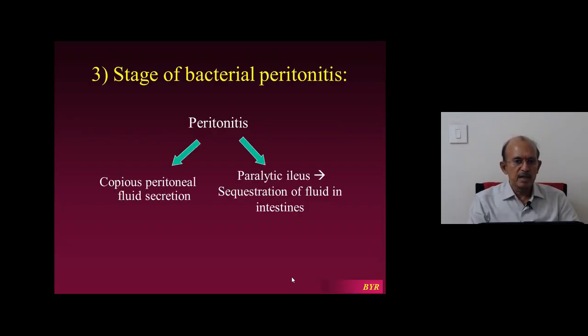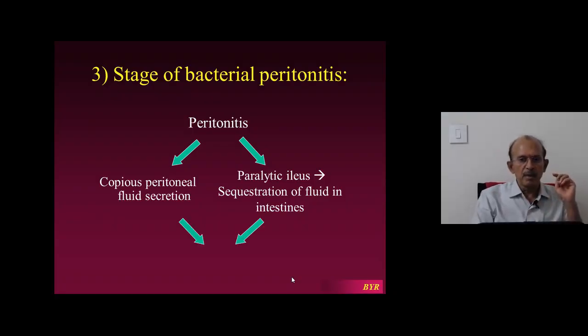What will happen in peritonitis? Copious peritoneal fluid secretion. So due to bacterial infection, the peritoneum secretes a lot of fluid. And due to peritonitis, there will be reflex paralytic ileus. So the fluid that is there in the intestines is not absorbed, that gets sequestrated. So there is fluid accumulation in the peritoneal cavity and there is fluid accumulation in the intestines.